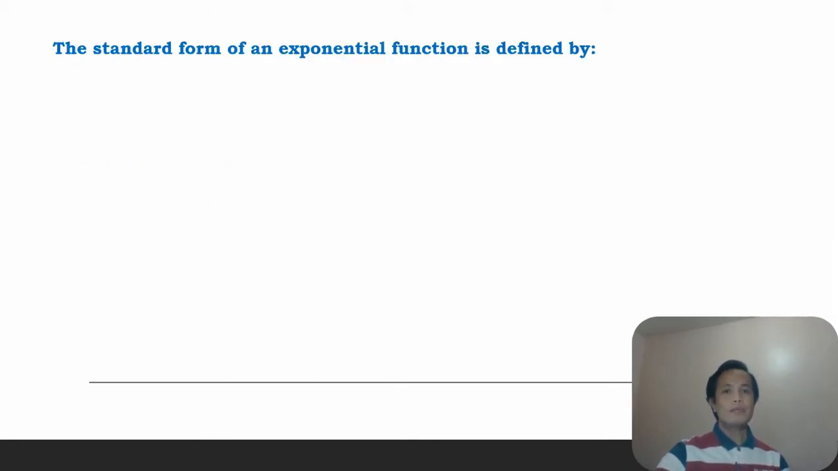The standard form of an exponential function is defined by, this is what I have mentioned earlier in my previous video about plotting the graph of an exponential function. We use the function f of x equals a raised to x. But for this video, we will be using this standard form f of x equals b raised to x. So do not be confused about this form because they are just the same. The variable. In that previous video, we used the variable a. In this video, we use the variable b. But they are just the same. So do not be confused about this form.